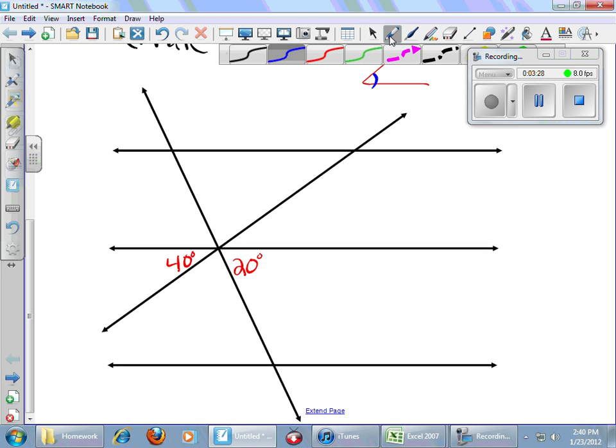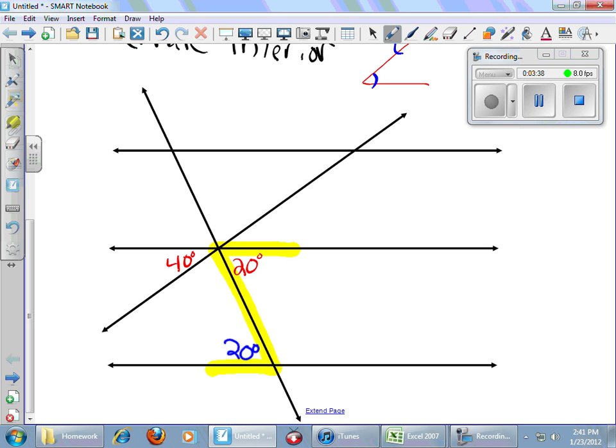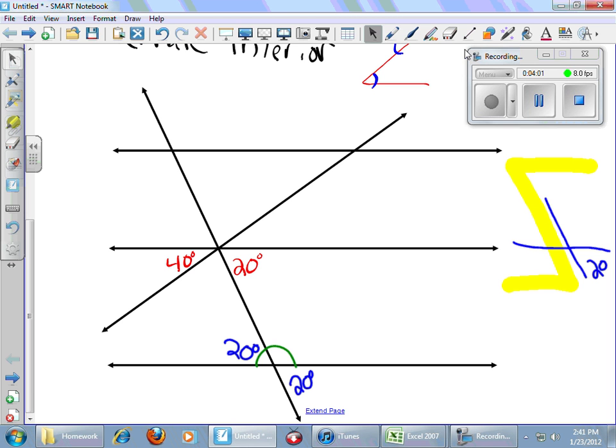I see I have alternate interior angles here. So I'm going to make this one 20 degrees. I also see an x here and here. So that means this one's 20 degrees. I'm going with what I see first, not just any specific pattern. I see a half circle here. I know together they're 180, so 180 minus 20 is 160 degrees. Well, the other side of the x has to be 160 degrees.